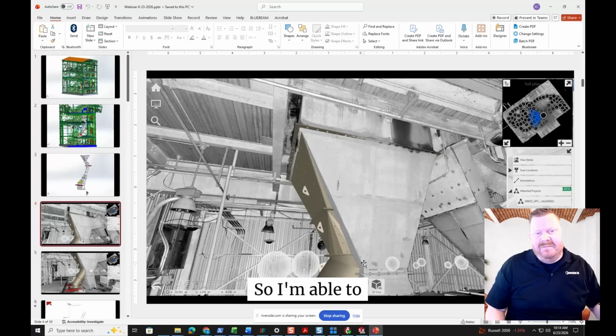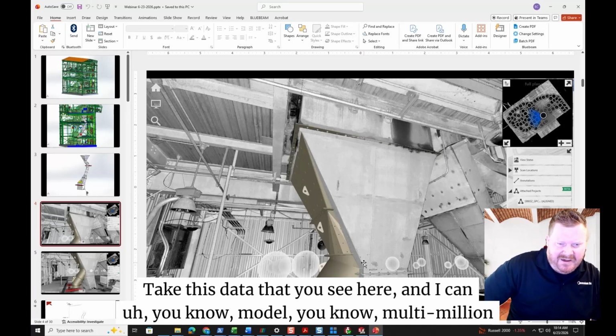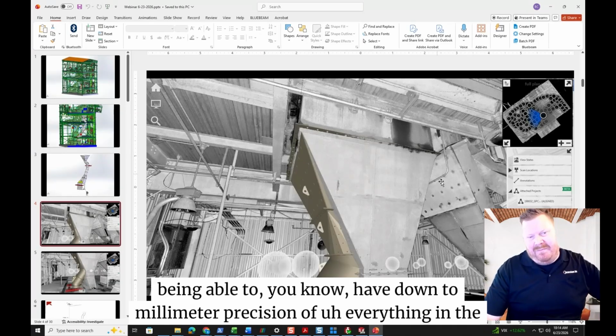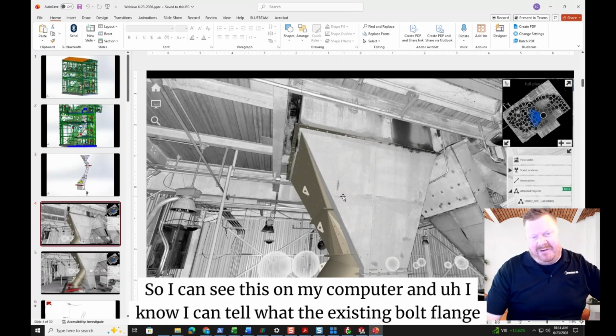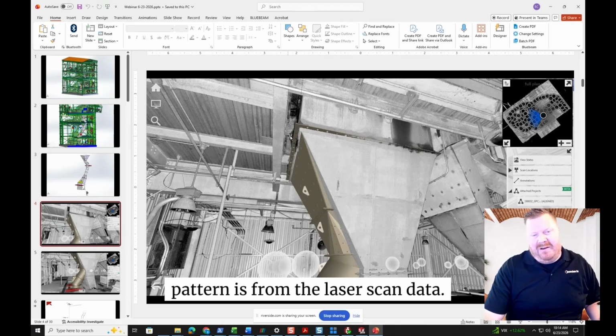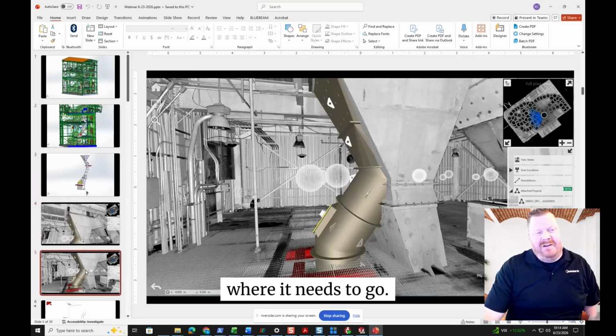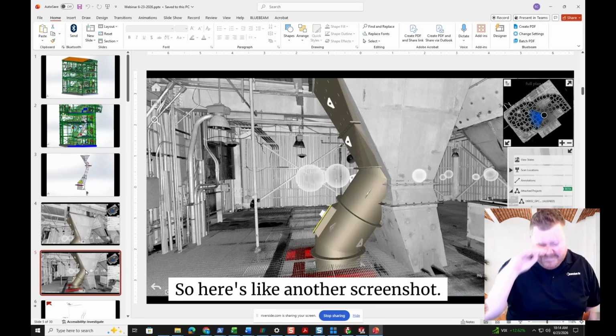So I'm able to take this data that you see here, and I can model multi-million-dollar projects without even having to step in the facility, based on the confidence of having down-to-millimeter precision of everything in the plant. So I can see this on my computer, and I can tell what the existing bolt flange pattern is from the laser scan data, if I don't have drawings available, and then reroute everything to where it needs to go. So here's another screenshot.